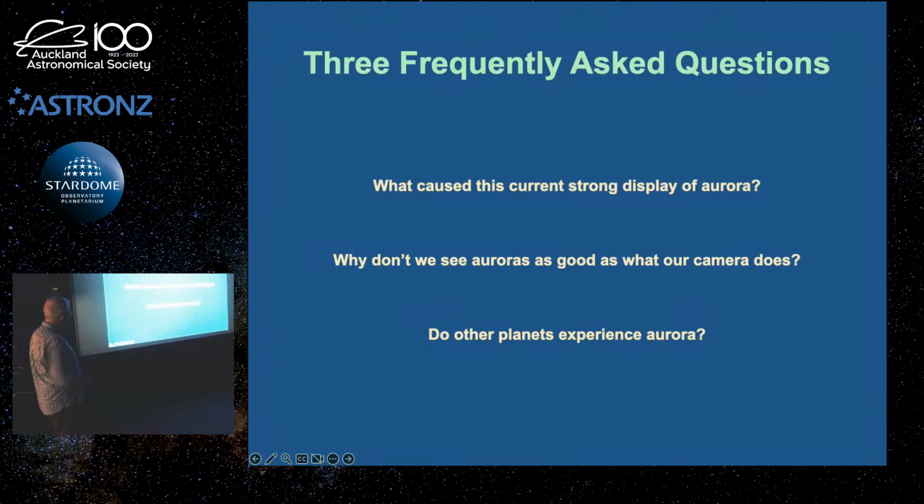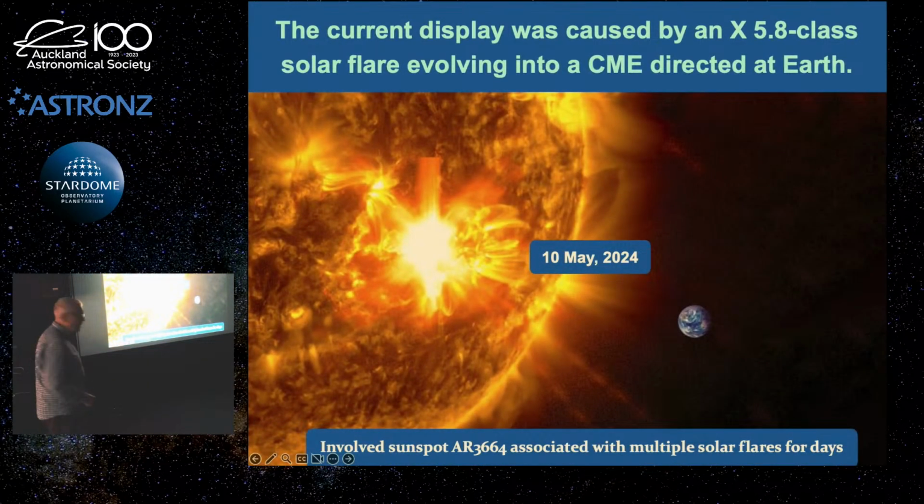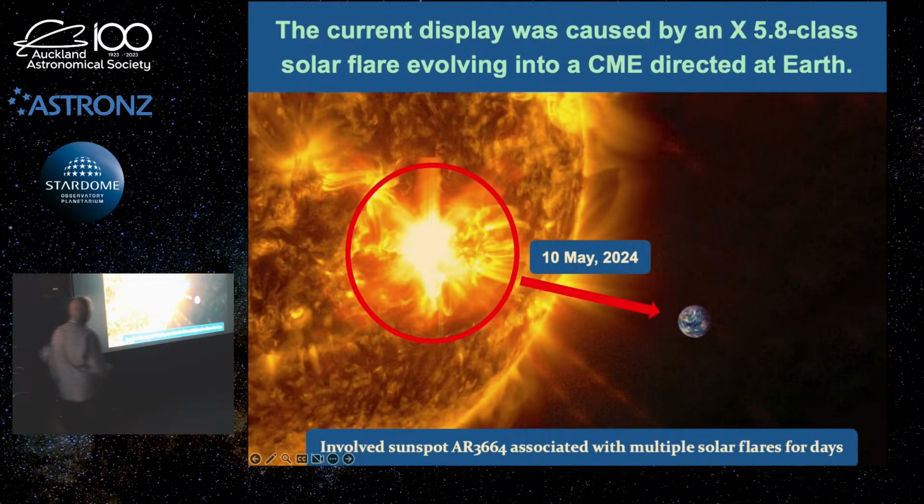What caused this current display, looking at it through the aurora's eyes versus the camera, and other planets. So, what was responsible for last month's aurora? And the bottom line is it was a sunspot. They're all labelled. AR stands for active region, 3664, and it was over this sort of region here. It was a whole group of sunspots with multiple flares going on. But it was caused by an X5.8 class, which you now know.